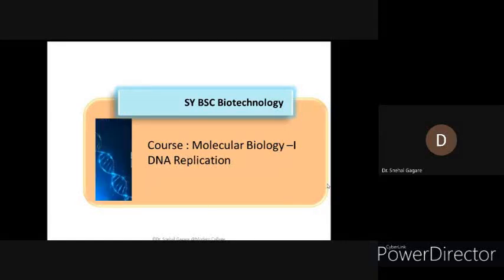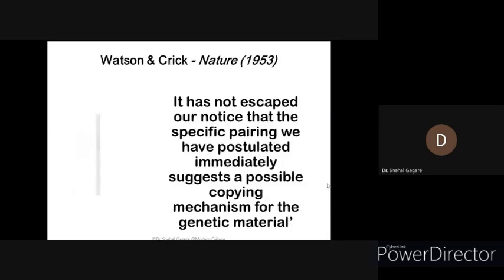We are going to discuss DNA replication in our course of Molecular Biology 1. So, the double helical structure of DNA was proposed by Watson and Crick in 1953.